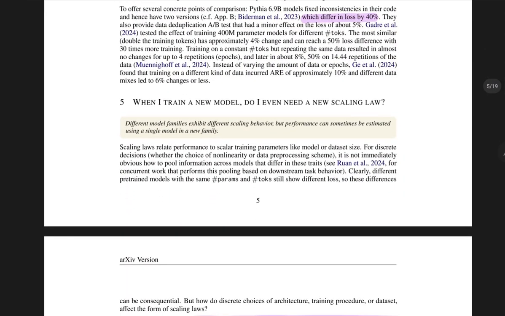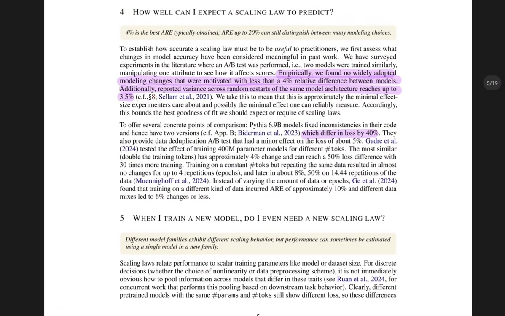Now, if I take a minute and explain what exactly they are talking about in this one: when I train a new model, do I even need a scaling law? This is a very good question, because when we are training a model, we most of the time think, okay, what extra laws do we need to put? We don't think of laws, but of the basic consistencies that we have in the previous models. Because if you see here, the absolute relative error is 4% at best, and it can go up to 20%, depending on many modeling choices, right?